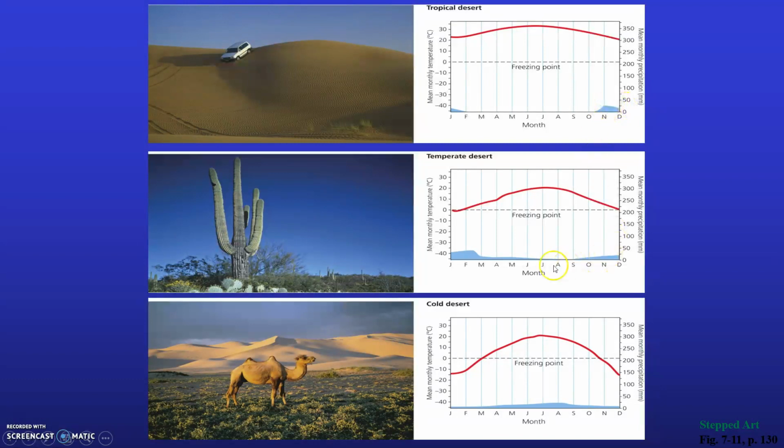millimeters per month. And in a temperate desert, it's actually looking like they're getting more rainfall than a tropical desert. And then here, the cold desert as well. Still, they're receiving more consistent rainfall throughout the year.